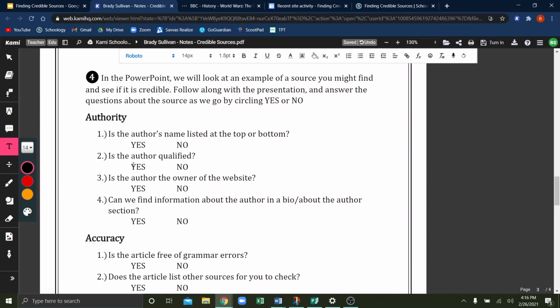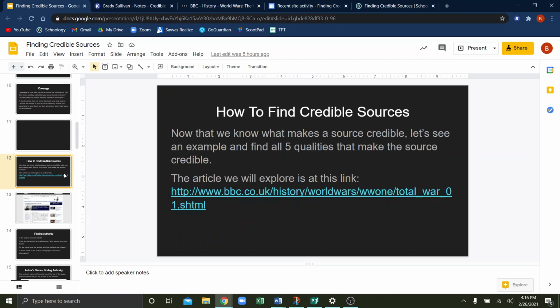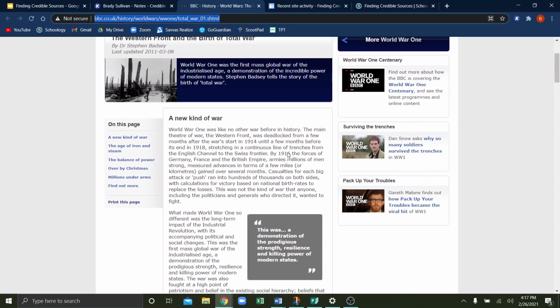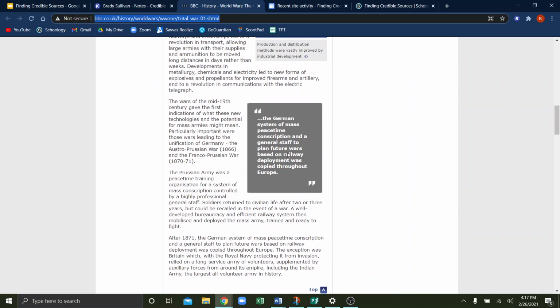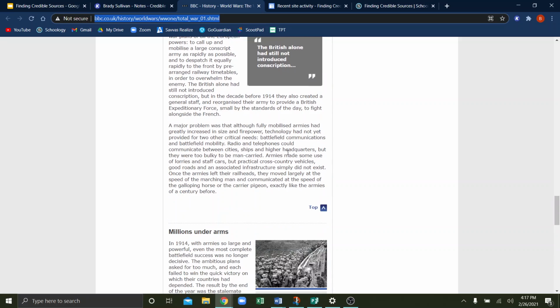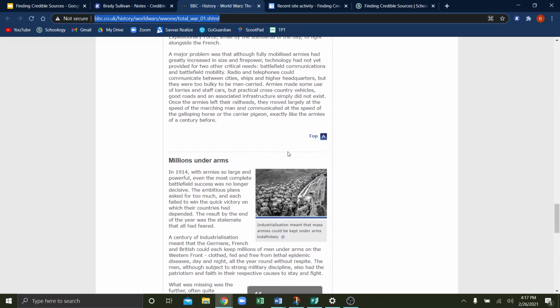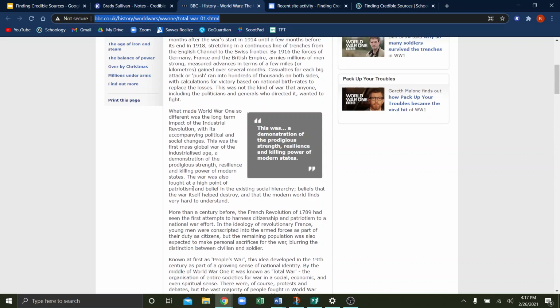All right. Now we're going to switch gears a little bit here and start looking through an actual source and see if we can find its 5 qualities. There's a link here. I'm going to show it to you. We've got this article. Now, you might be panicking as I scroll through this. Look how long it is, Mr. Sullivan. We're not going to read it. I don't have time to read this.